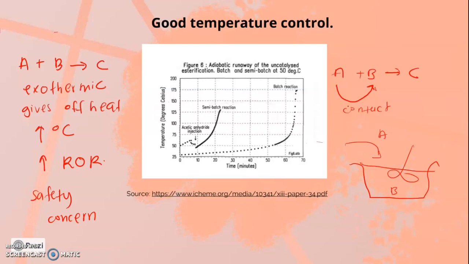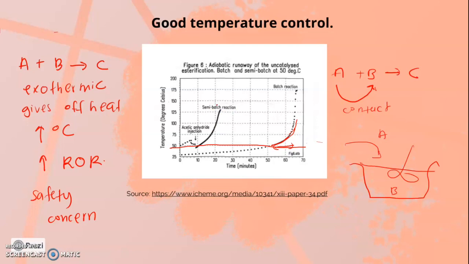So from there, you can ensure that the rate is not too fast to the extent it produces too much heat, and you can ensure the temperature is controlled. So if you look at this graph, let's focus on what happens at 50 degrees Celsius. A and B are already reacting with each other, giving more heat, and the reaction becomes so fast. As you see, in a span of a few minutes, the temperature increases very fast and very high in the batch reaction.